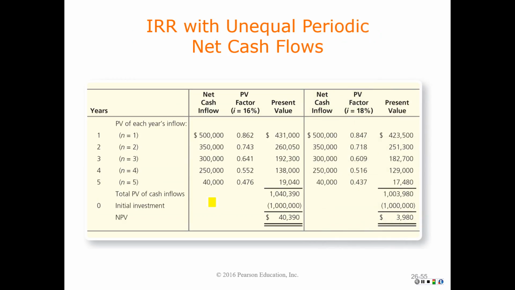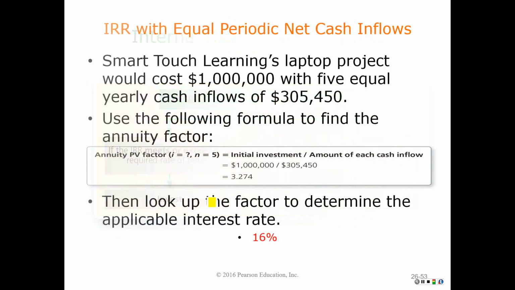Now, this is a little more complicated, and let me back up here. In this particular situation, we were able to go straight to the tables and find the 3.274 factor. Sometimes it won't be quite that easy, but I'm not going to ask you to do interpolations in this class. You can do that in finance.